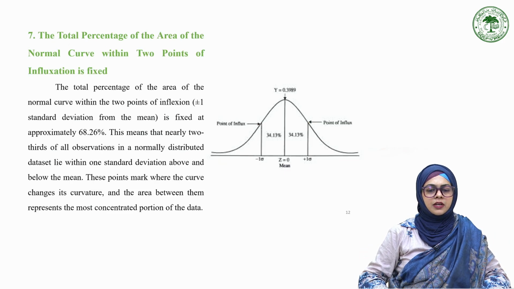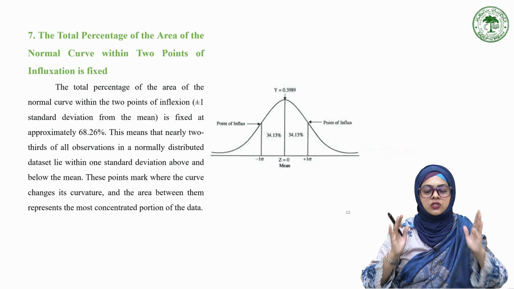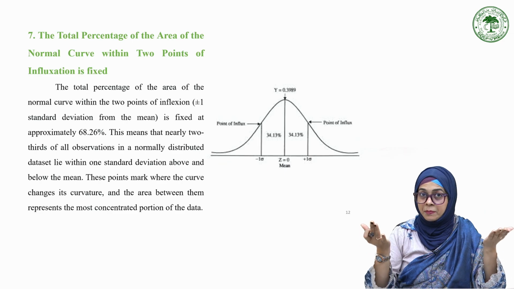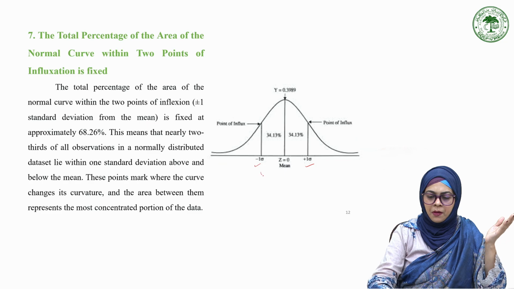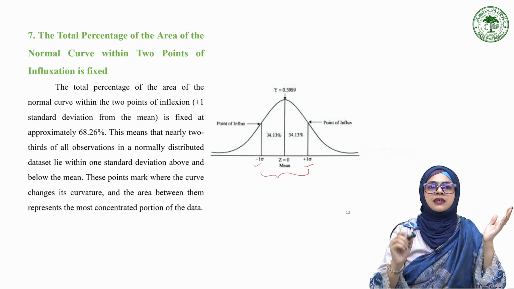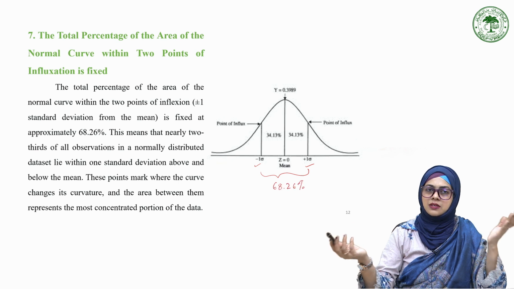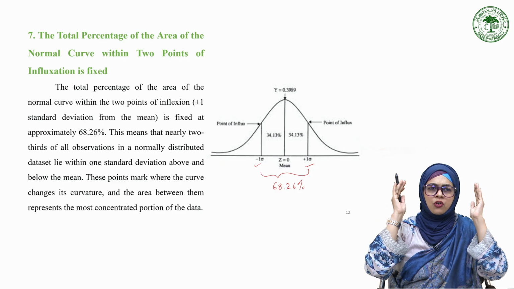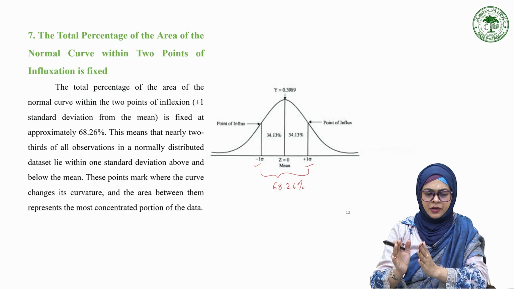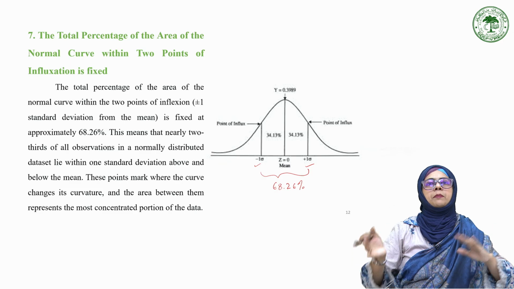Now, the total percentage of the area of the normal curve within the 2 points of inflexion is fixed. And we have seen that. Remember the empirical rule? We have seen that at minus 1 and plus 1, the percentage of cases that would lie in this region would be 68.26%, or in other words, 68% to round off. This means that nearly two-thirds of all your observations in normally distributed data will lie within 1 standard deviation above and below the mean.